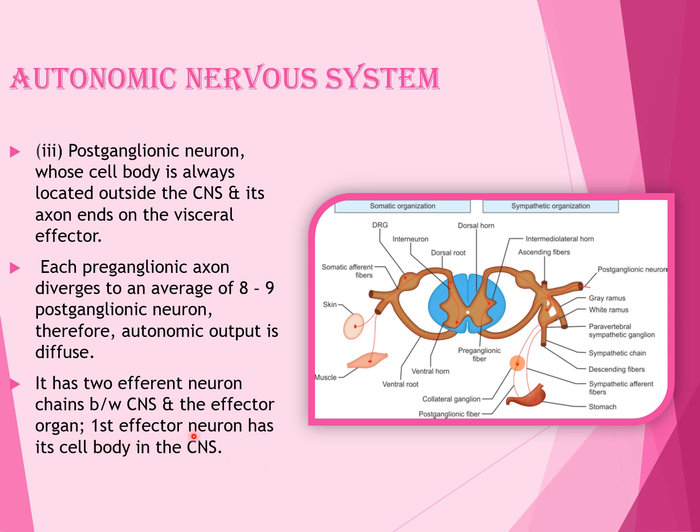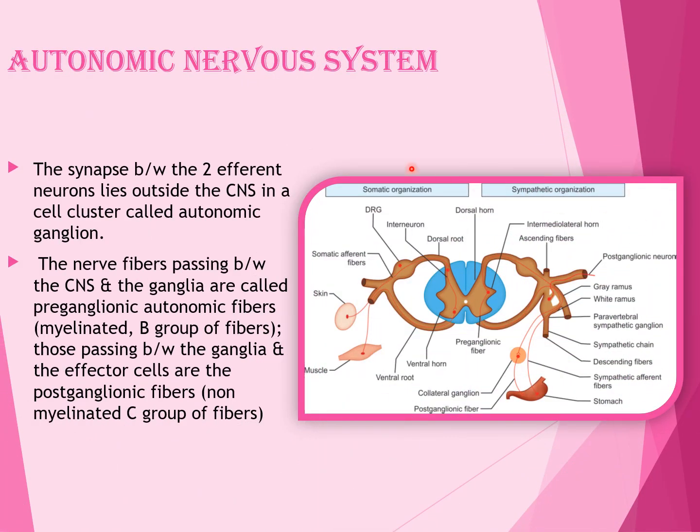So the first efferent neuron has its cell body in the central nervous system. The synapse between the two efferent neurons lies outside the CNS in a cell cluster that is known as autonomic ganglia. So this one is the autonomic ganglia. The nerve fibers passing between the CNS and ganglia are called preganglionic autonomic fibers, and those passing between the ganglia and effector cells are known as postganglionic fibers.